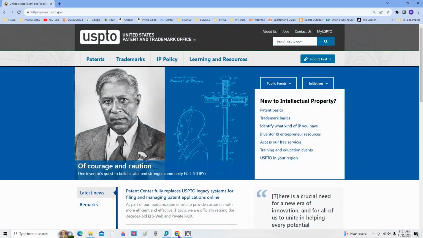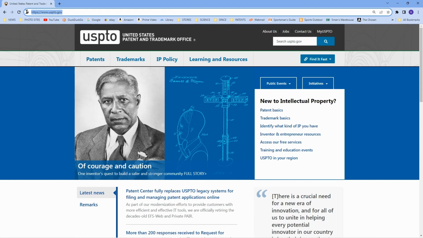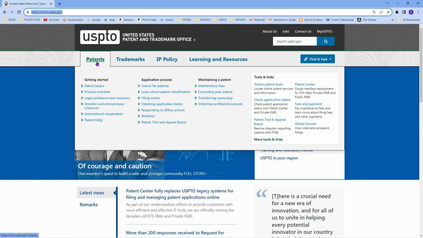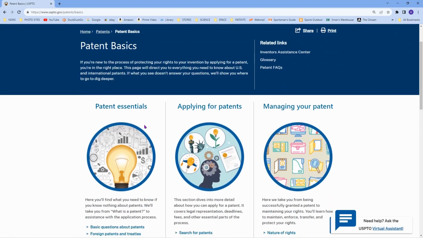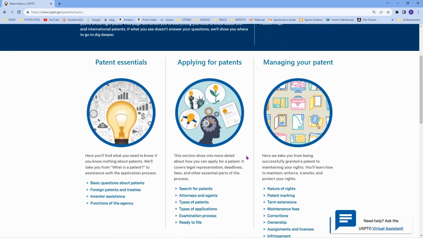This is going to be a very basic look at the patenting process, and we are at the uspto.gov website, which is the Patent and Trademark Office's website. We are going to be looking at patents, but specifically just the basics. Essentially you come to this page and you can see there are 3 different categories and many different selections that you can choose. I want to just start out looking at the basic questions about patents, but there's plenty of information for you in here to look at if you want to learn more.